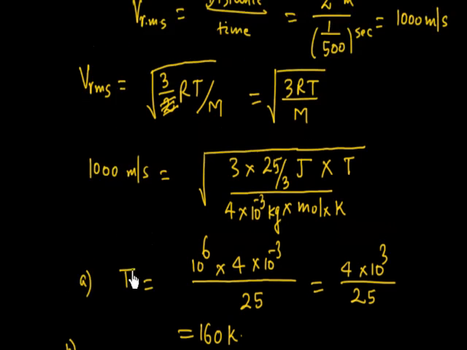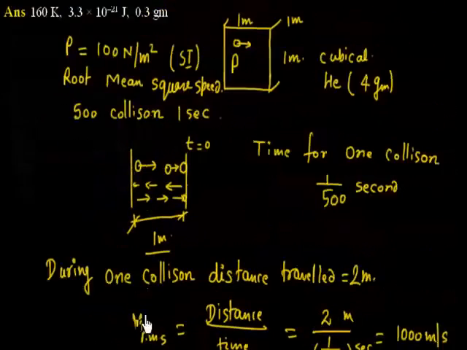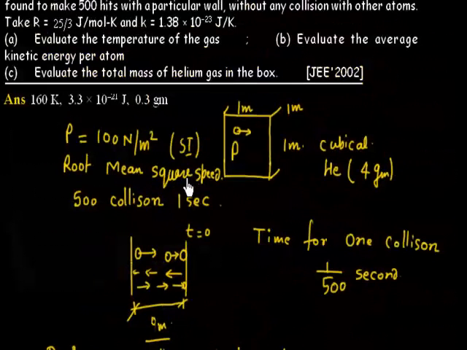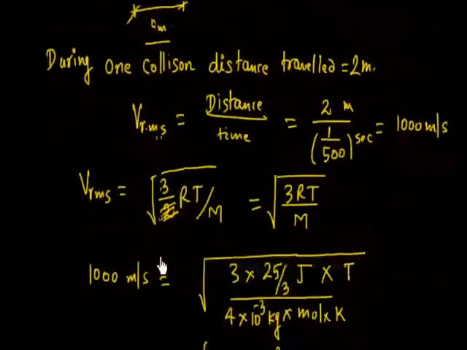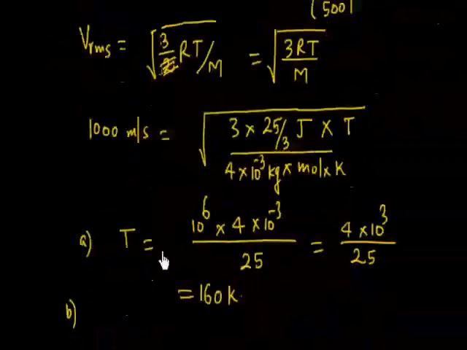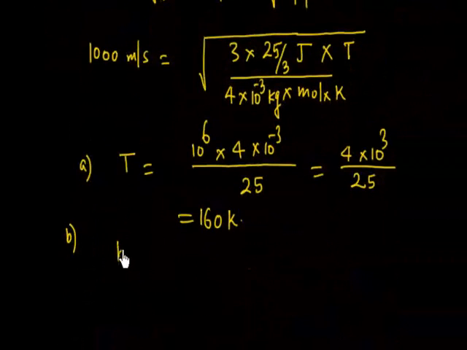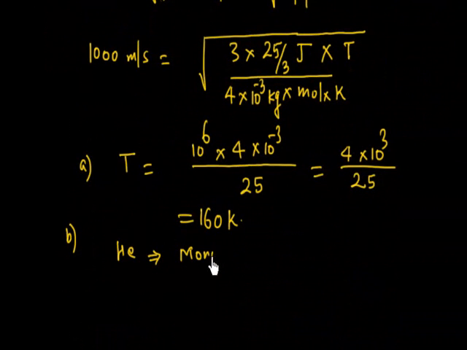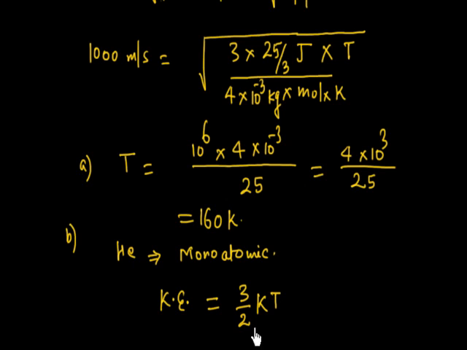Now let us discuss part B. What does part B of the question say? It says evaluate the average kinetic energy per atom. So you have a monatomic gas. Helium is a monatomic gas. So we have an expression for monatomic gas. Kinetic energy is given by 3 by 2 kT for one atom.